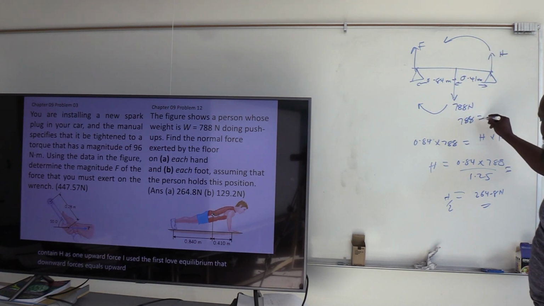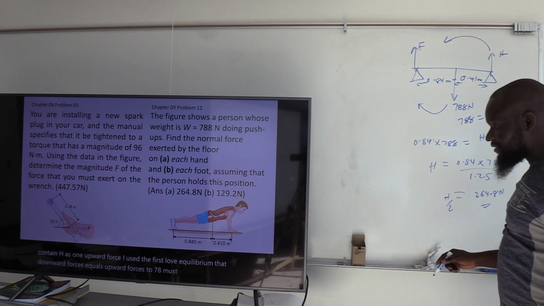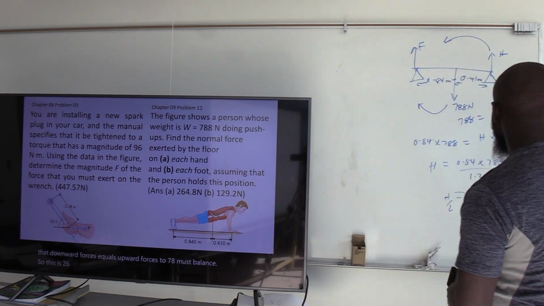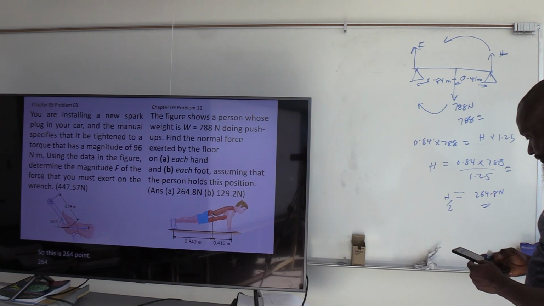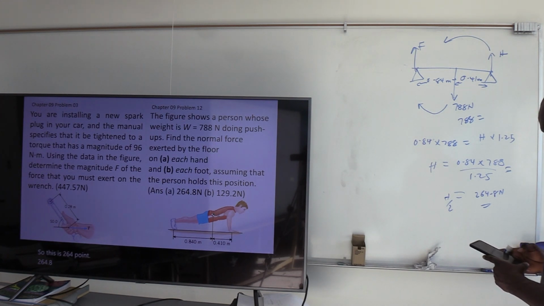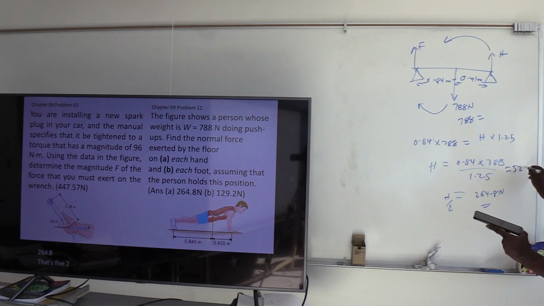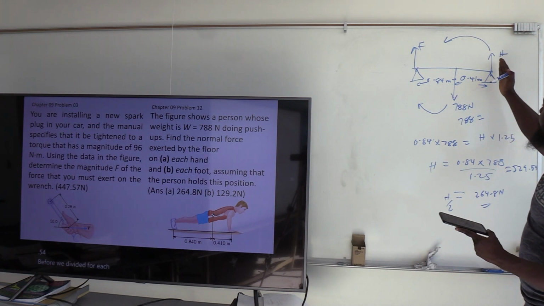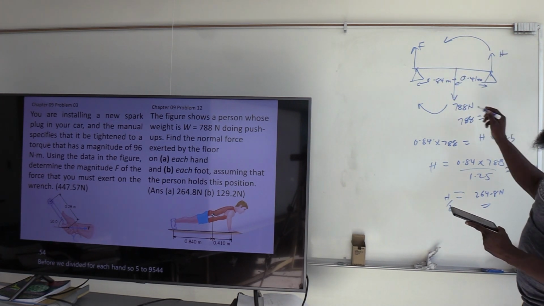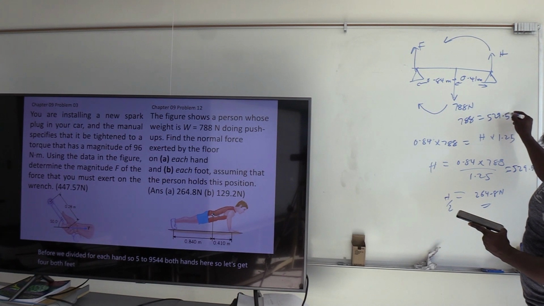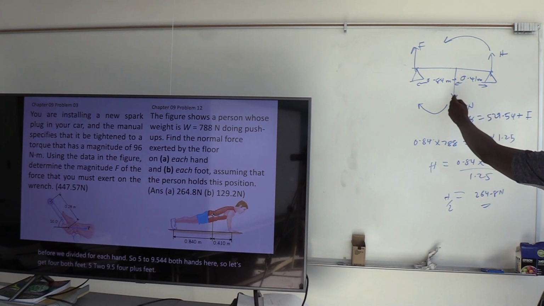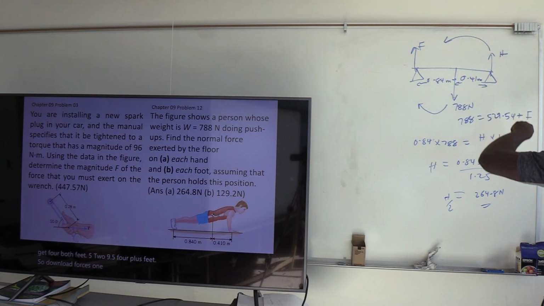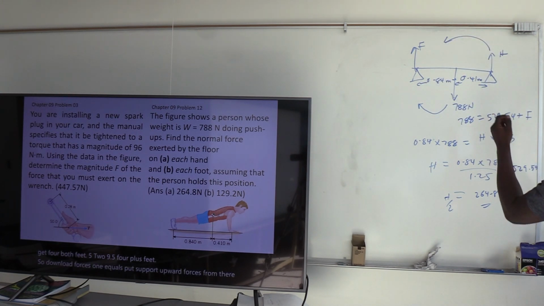So 788 must balance. That's 529.54, what we got before we divided for each hand. So 529.54 for both hands here. So let's get for both feet. 529.54 plus feet. So downward force equals both support upward forces. From there I get feet and then divide by 2 for each foot.